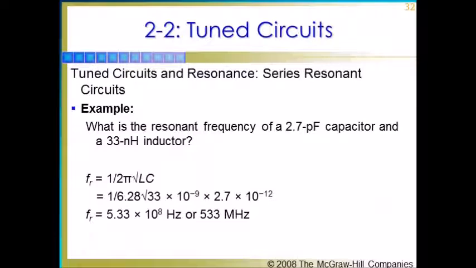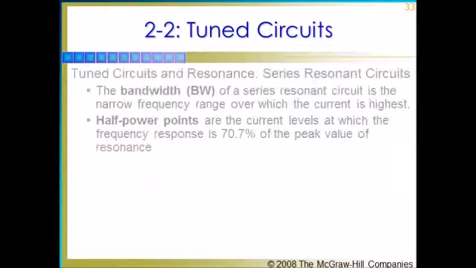Here is an example. What is the resonant frequency of a 2.7 picofarad capacitor and 33 nanohenry inductor? For the frequency, we will use the formula of 1 over 2 pi square root of LC by substituting the elements and the given values. We can find the frequency, which is equivalent to 533 megahertz.